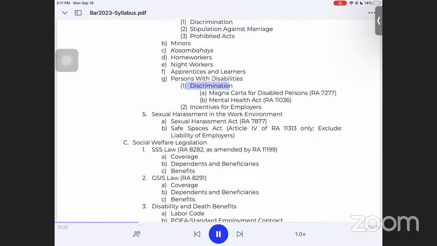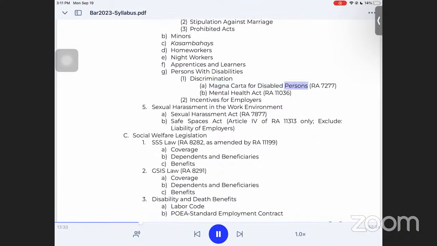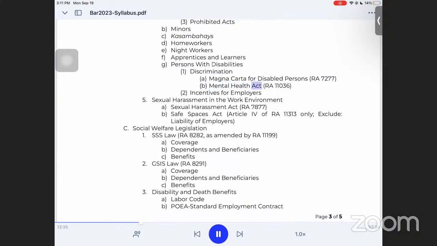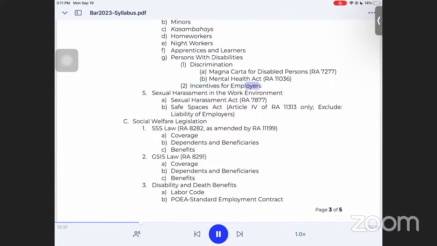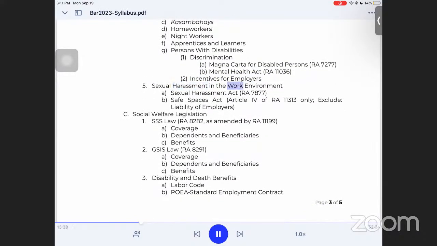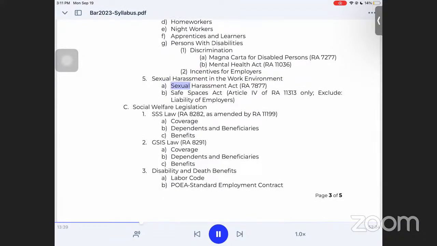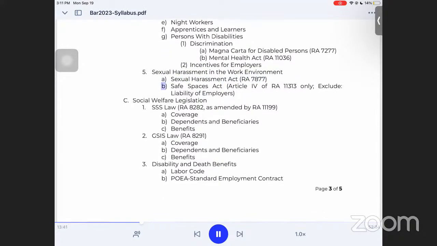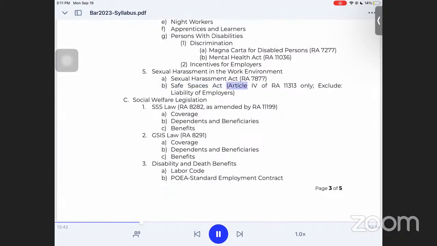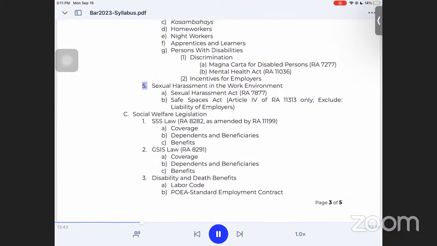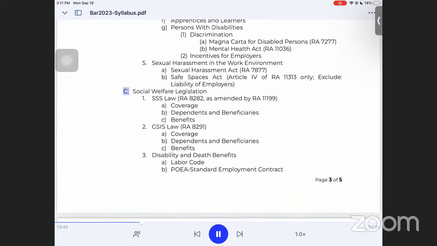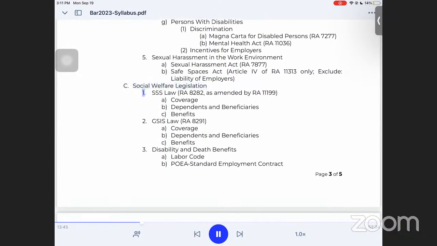1. Discrimination. A. Magna Carta for Disabled Persons, RA 7277. B. Mental Health Act, RA 11036. 2. Incentives for employers. Sexual harassment in the work environment. A. Sexual Harassment Act, RA 7877. B. SAFE Spaces Act, Article 4 of RA 11313 only. 5. Liability of employers.